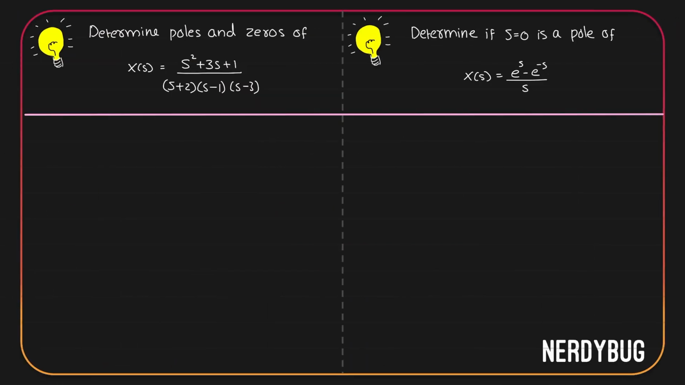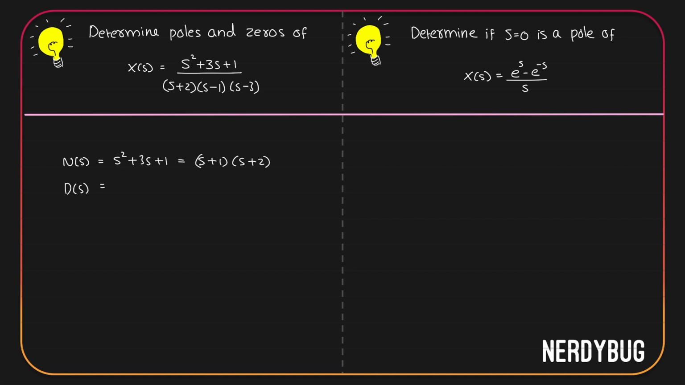We have two problems to solve. In the first problem, we have to determine the poles and zeros of X(s), which is (s² + 3s + 1) divided by (s + 2)(s − 1)(s − 3). Here the numerator as a function is s² + 3s + 1, but this is equal to (s + 1) multiplied by (s + 2).